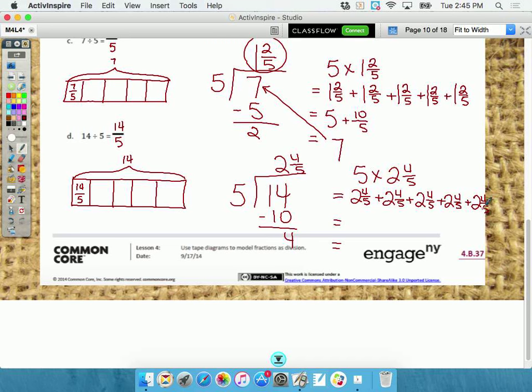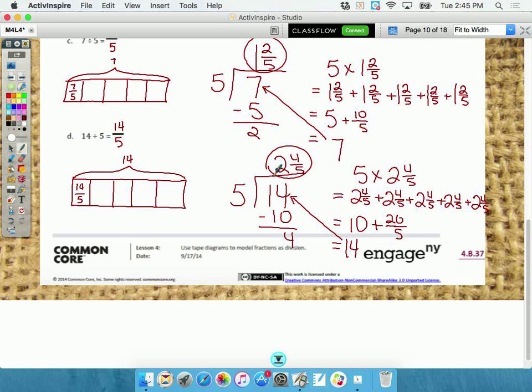Then I have to go back and double check. Okay, add your whole numbers first, Justin. 10. Good. Plus your fraction, 25ths. What's 20 divided by 5, Justin? So 10 plus 4, does it check out?